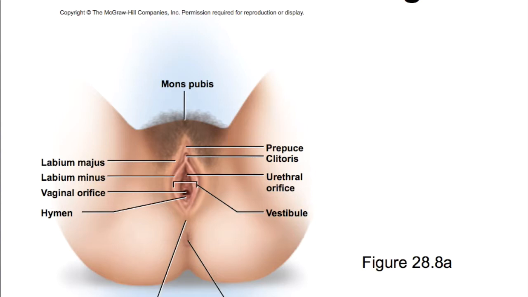And then you have the greater and lesser vestibular and periurethral glands that open into the vestibule, the space here between the labia minora, for lubrication. All right, those glands are going to be providing a lot of lubrication. And then on the inside, you have the orifice, and then again, the hymen. Okay?